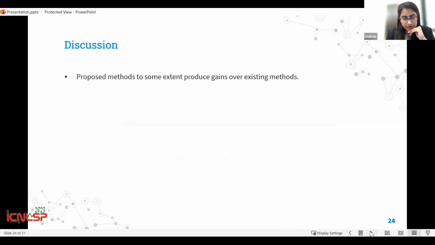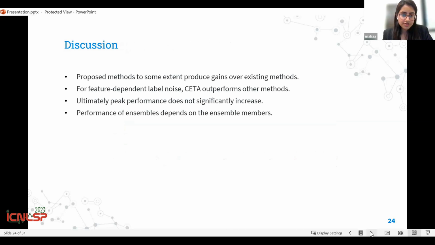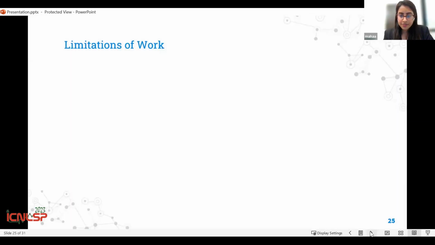Let me discuss the results of the models a bit more. We see the proposed methods to some extent produce gains over existing methods, but for feature-dependent label noise, we observed that CETA outperforms other methods. Ultimately, we saw that the peak performance did not significantly increase, and that the performance of ensembles depends heavily on the ensemble members. Noise cleansing with model loss does not produce consistent results.